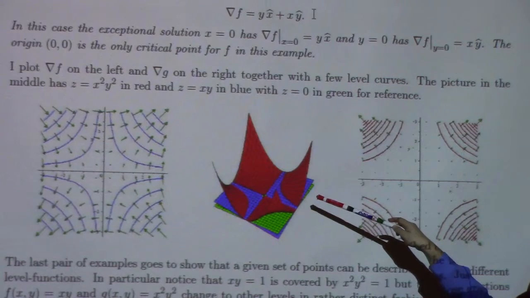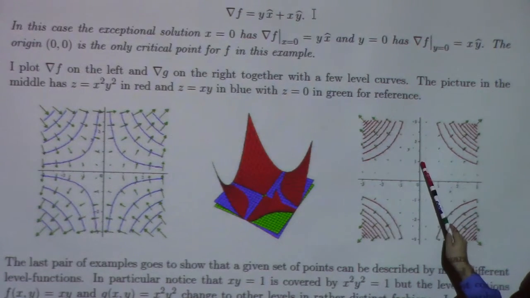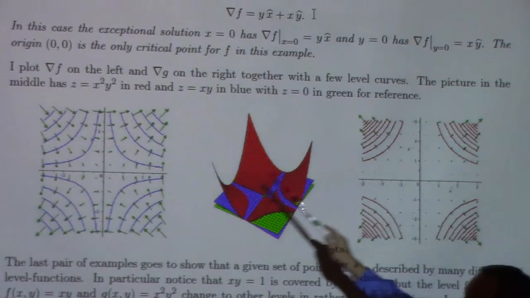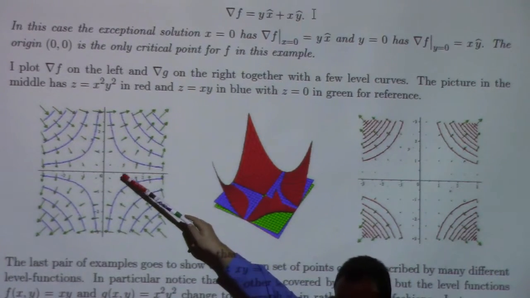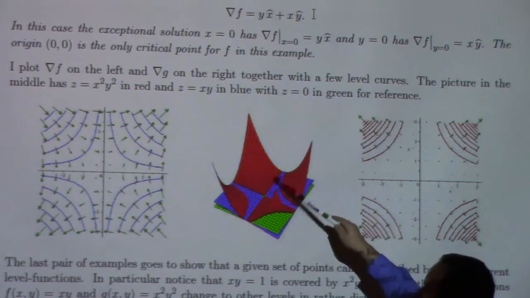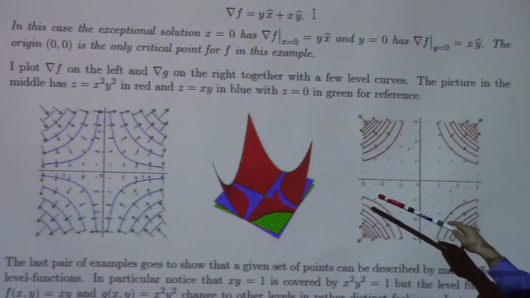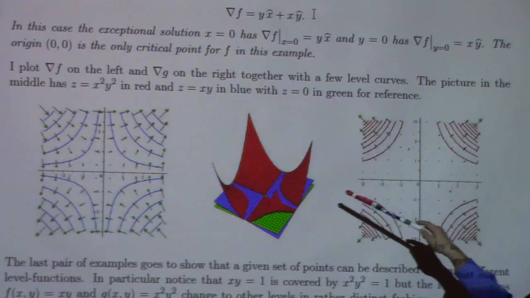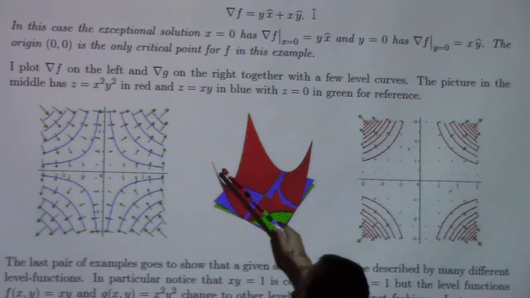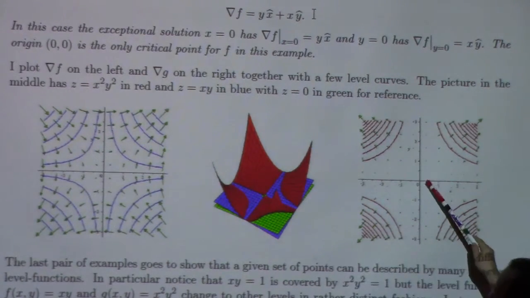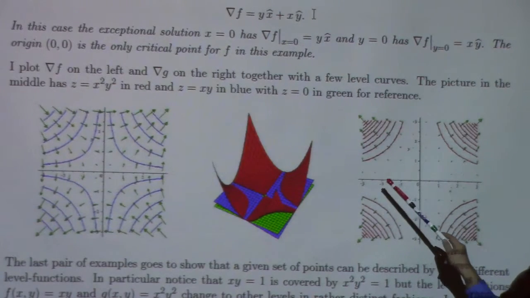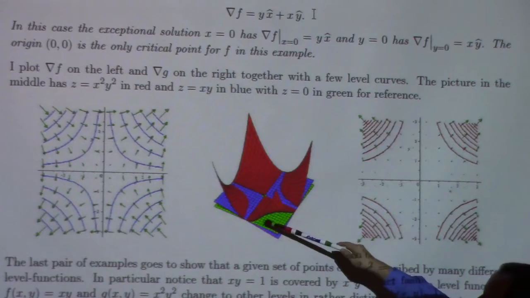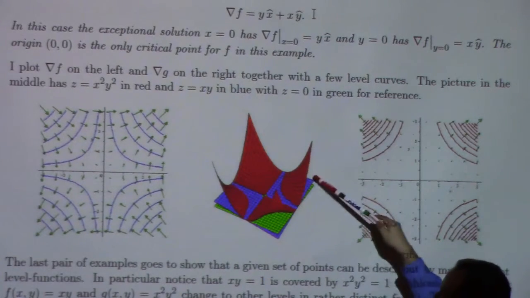Which one is which? This is the contour plot for x squared plus y squared. This is the contour plot for xy, right? And here I've graphed both. The z equals x squared plus y squared is the red, which has these contours. The blue is the z equals xy, which, as you can see, is growing slower.